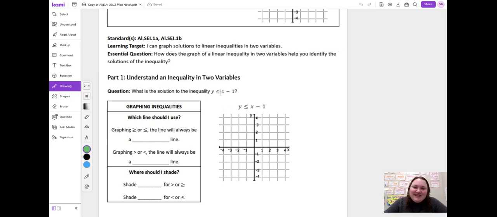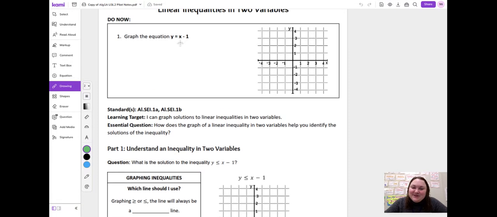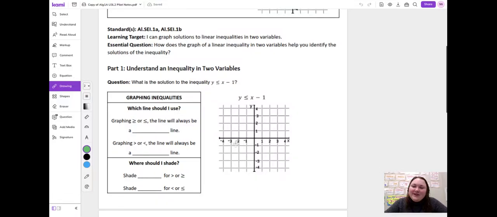I want to start with an inequality that's very similar to this equation. And the question is, what is the solution to the inequality? With equations, we know the solutions are all of the points on the line. But what about an inequality? In order to graph an inequality, you start the same way.